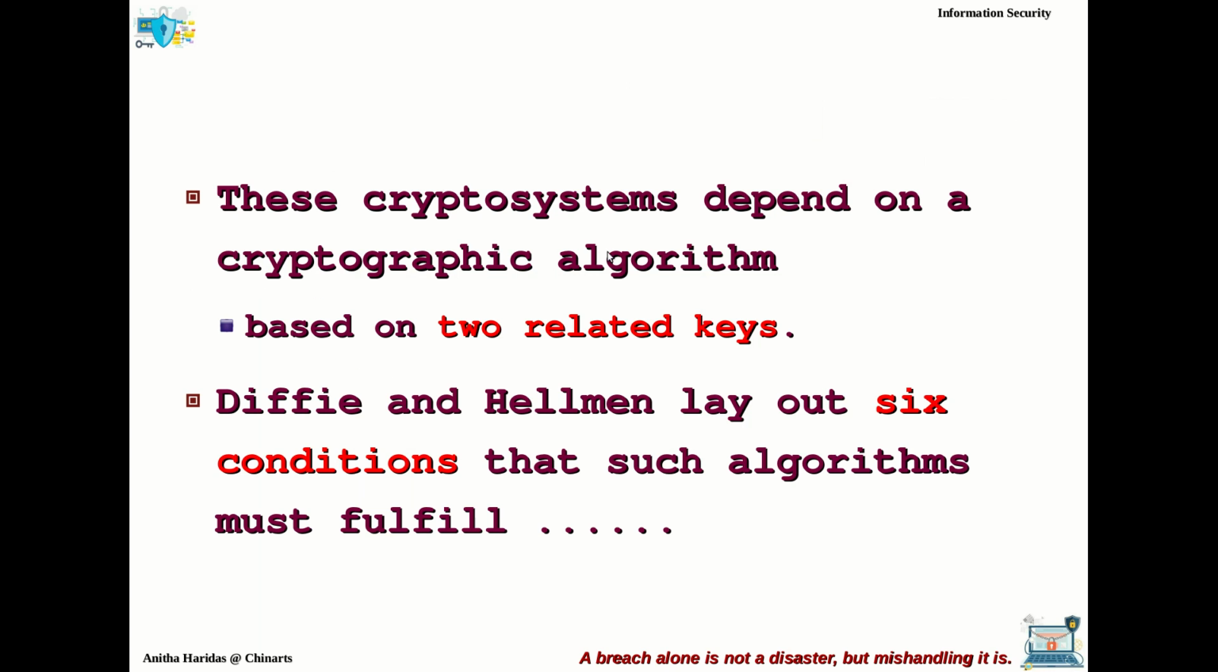Now, all these crypto systems, whether you are going to use it for the confidentiality, authentication, or both, depend on cryptographic algorithms, and these cryptographic algorithms are based on two related keys. We have already discussed it must be related keys. The private and public key pair will be used. So the other key, whichever key you are going to use for the decryption, must be a related key. So if this is the condition, Diffie and Hellman lay out 6 different conditions that such algorithms must fulfill. Let us see what these conditions are.